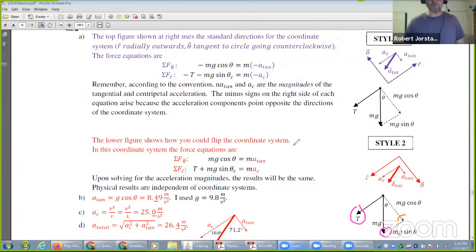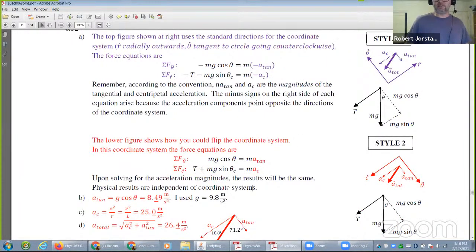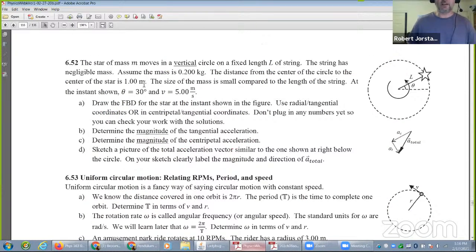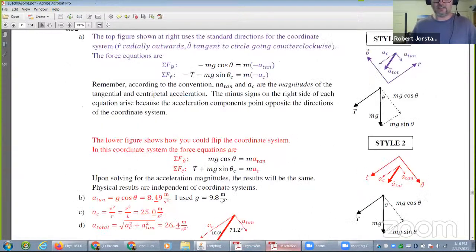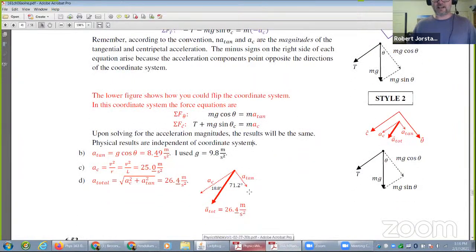Now, did I give you actual angles here? In this problem, we know the mass, we know the radius, we know the angle, and we know the speed. Notice that it's speed, not velocity. So when I go back here, I just plug in the numbers and you get these answers. Watch out for this one down here. The total acceleration, I glossed over this a little bit. Let me explain what that is again.